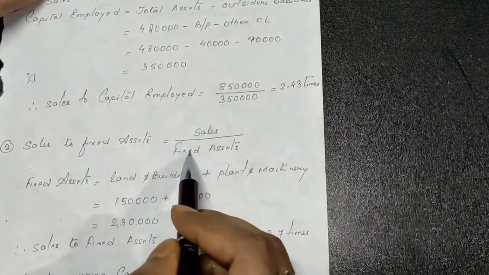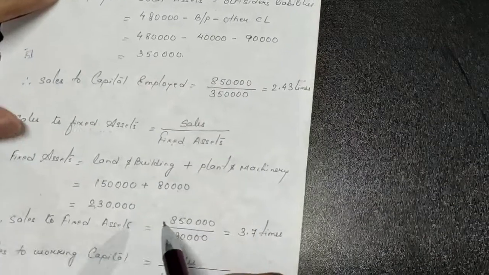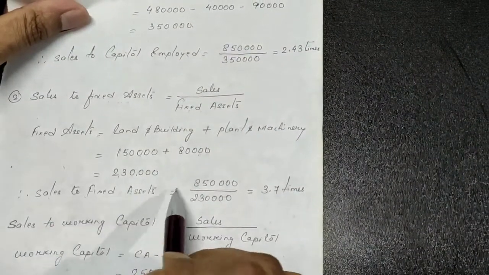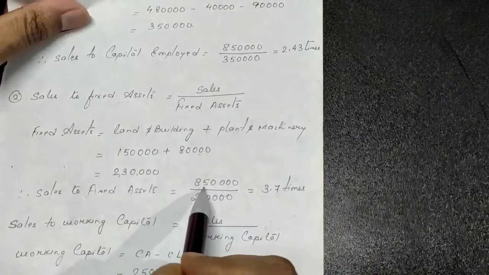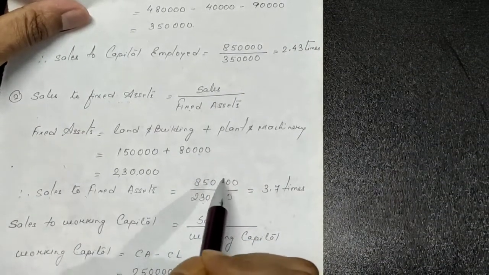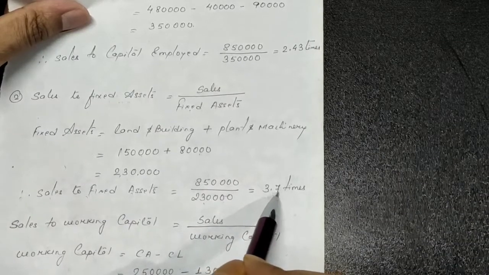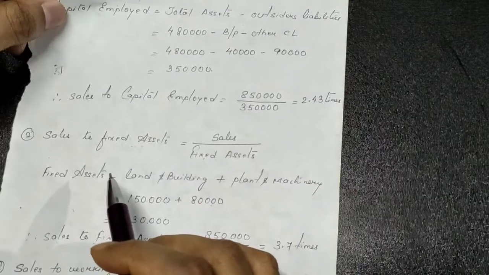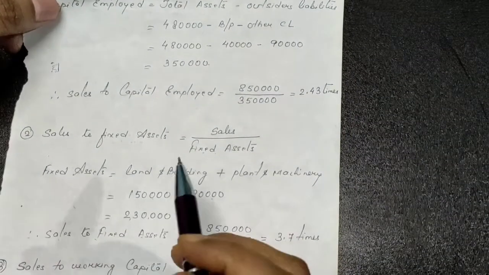So now we have both the details. Sales we know, fixed asset we got. So we'll put the value now accordingly. So there is a formula here. Sales to fixed asset equals, in place of sales I have put the value of sales, divided by, in place of fixed asset I have put the value of fixed asset, 2,30,000. By dividing this, what you'll get here? 3.7 times. I hope I am clear to you in both the formulas. Now let us move on to the third formula.